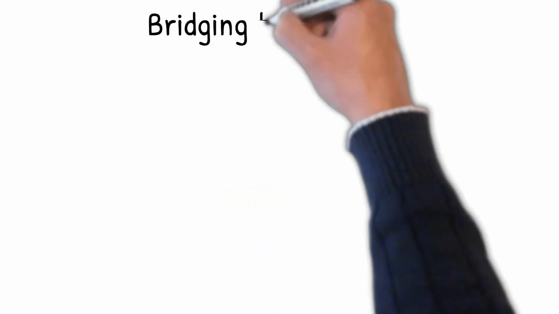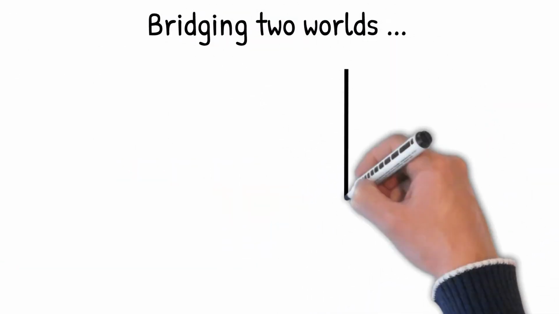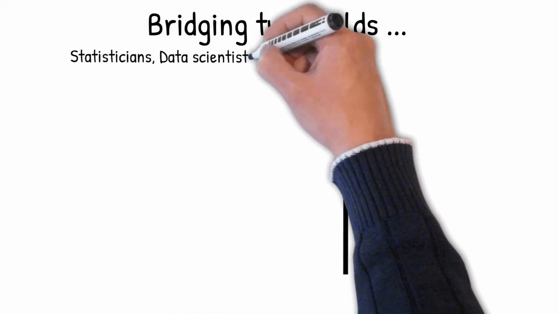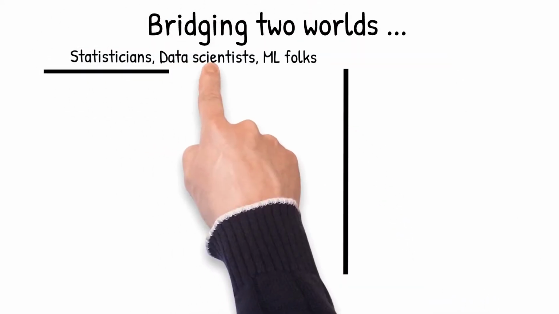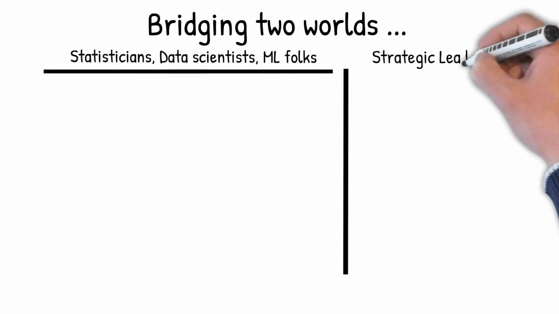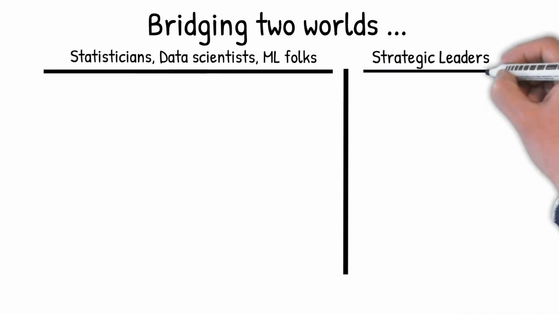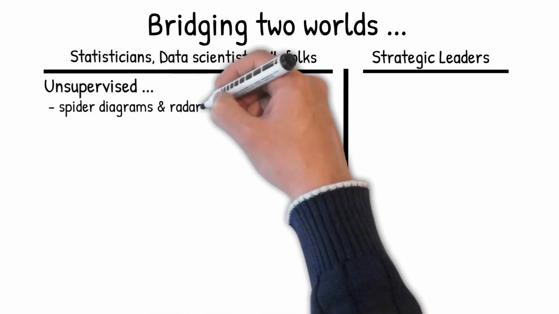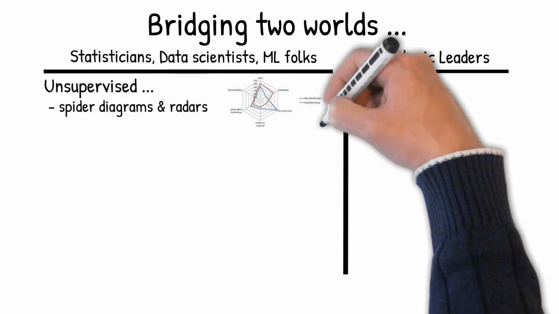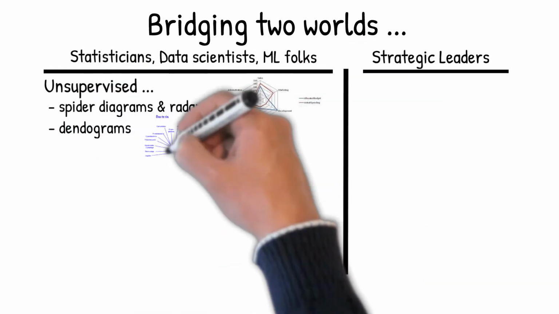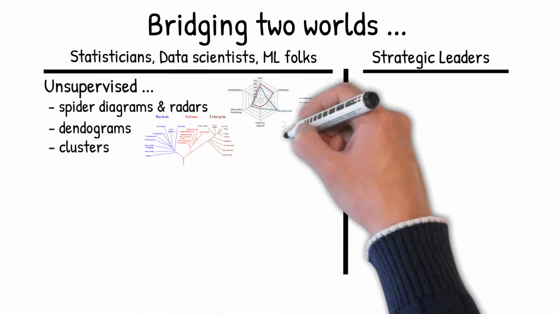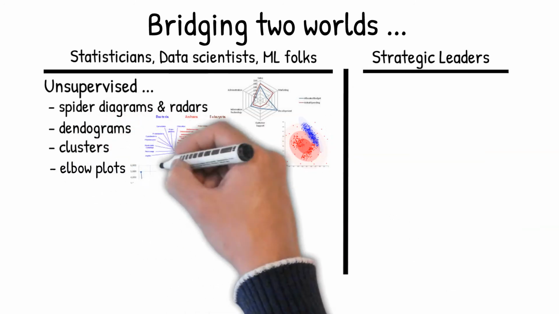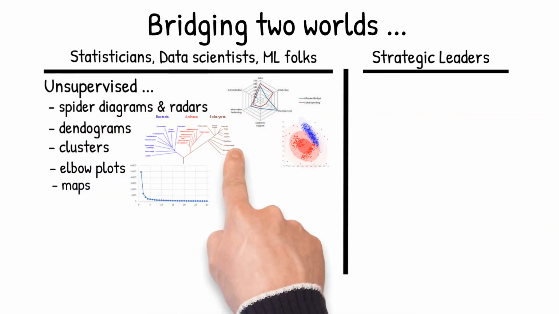Over the years, I've come to realize that in the area of visualization, there are really two different worlds out there. There's the world of the statisticians and the data scientists and the machine learning people, and then there's the world of strategic leaders. In the world of the statisticians, they'll often show visualizations that are method driven. For example, they'll show scary spider diagrams, dendrograms, maybe some clusters or elbow plots or perceptual maps. Those are all unsupervised machine learning graphics.